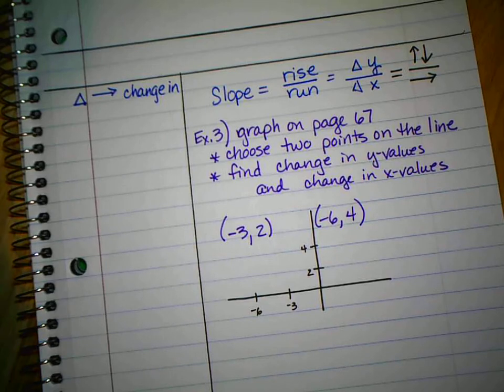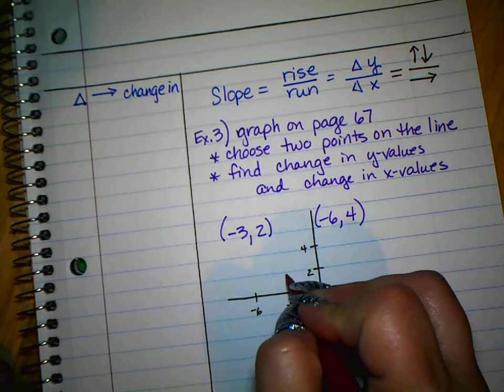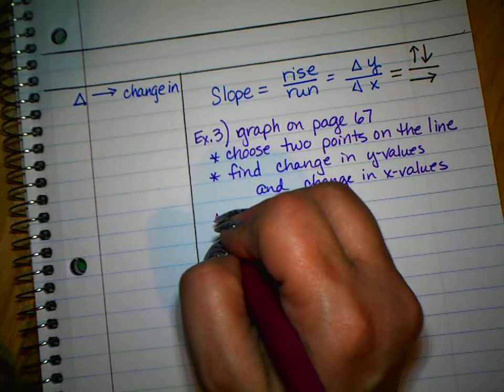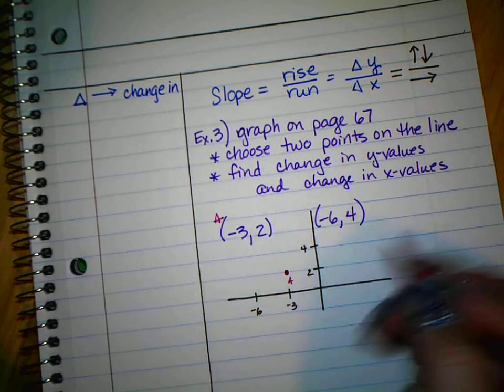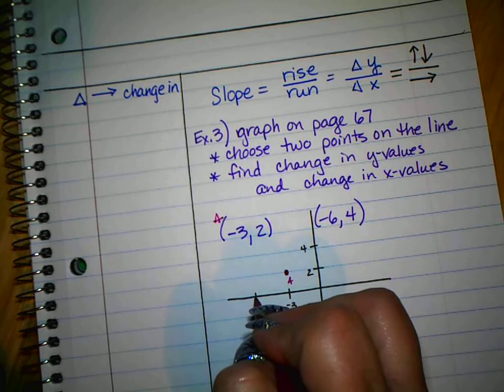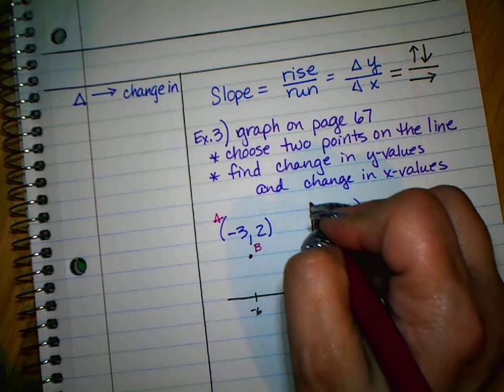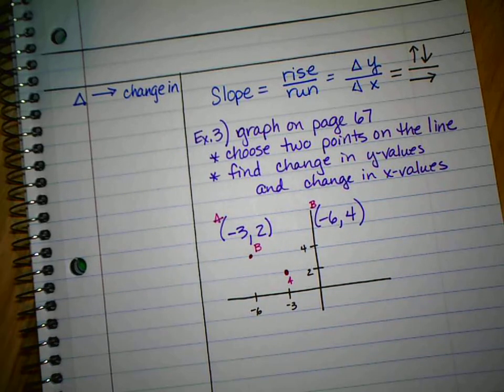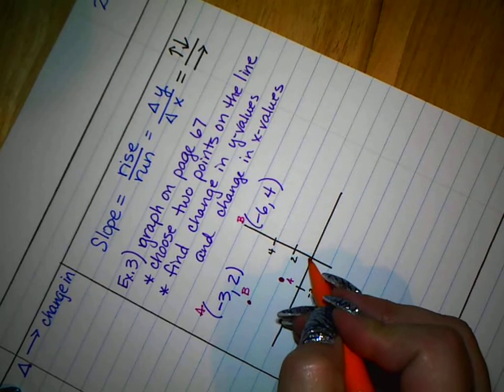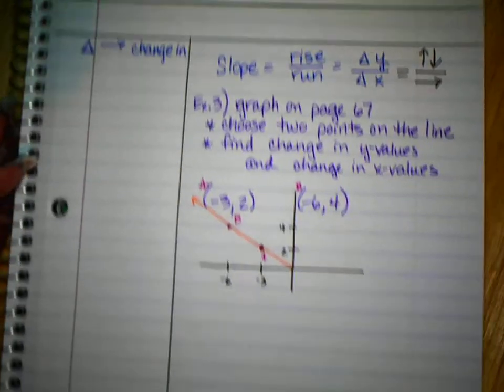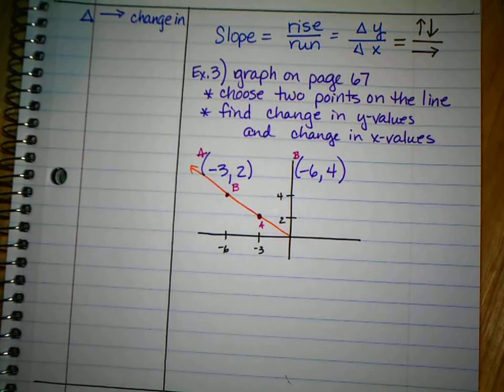So I have my scale there. So -3, 2, I'm going to call that A, and -6, 4, going to call that B. Now understand, I'm pretending that my line is going this way. Okay?